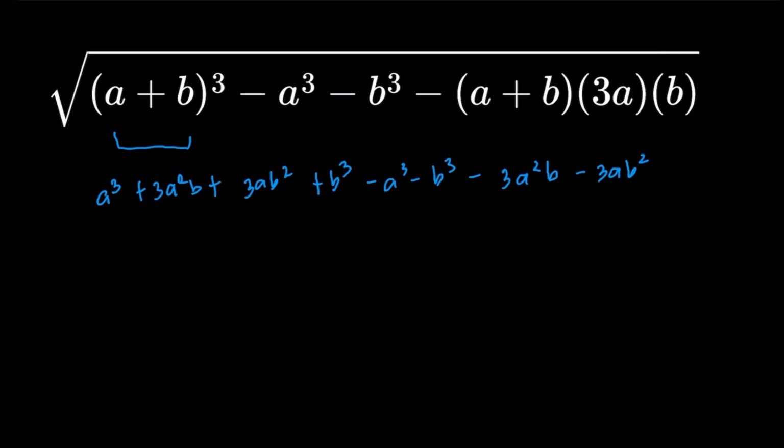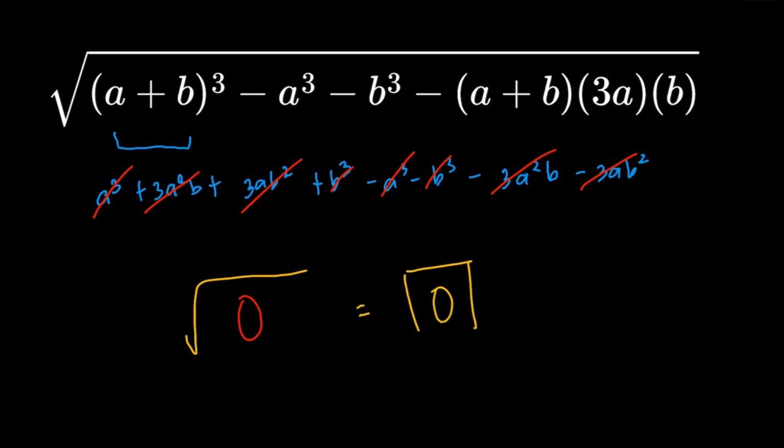And in this case, we got pretty lucky because everything actually cancels. So A cubed, B cubed, the 3A squared B, and the 3AB squared. So apparently, everything cancels. So I think it's the square root of 0. So 0 is our radicand. So in this case, the answer is going to be 0 as well. And this is indeed the final answer.